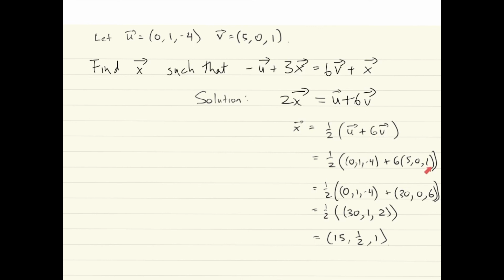6 times this vector is I multiply all the components by 6, so 5 turns into a 30, 0 and 1 turn into 0 and 6. Then I add these two vectors component-wise, so 0 and 30 is 30, 1 and 0 is 1, -4 and 6 is 2. And then scalar multiplication multiplies each component by 1/2, and that's the answer.